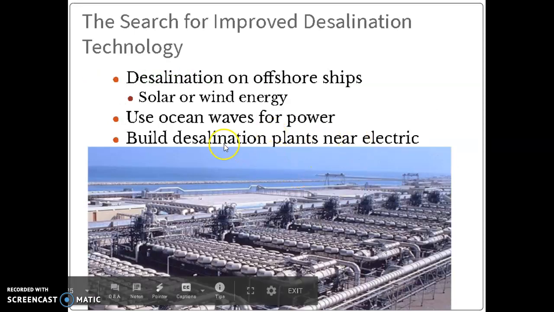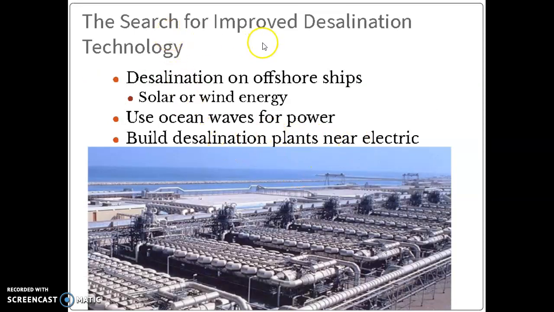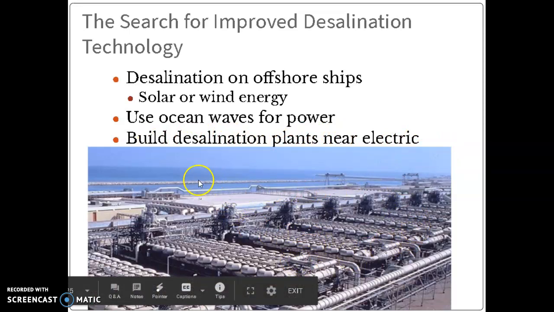So this is a picture. This is a search for improved desalination technology. Right now, they're looking at doing desalination on offshore ships with solar or wind energy and trying to use ocean waves for power. But they have to build their desalination plants near a source of electricity. And this is an example on a coastline of this process that they are going through to try to make this happen.